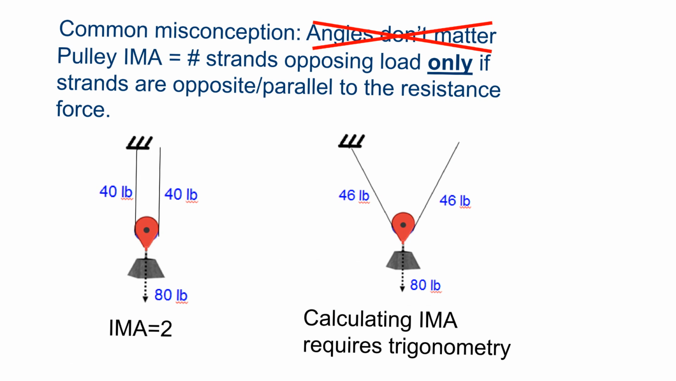A common misconception about pulleys is that angles don't matter. Angles do matter. So if the strings of the pulley are not parallel to the force you're lifting, it's going to change. We aren't going to have to do this in class, but if you do have things that, like the rope's at an angle, the force you have to apply is greater. So the best situation you can be in is if everything is parallel.